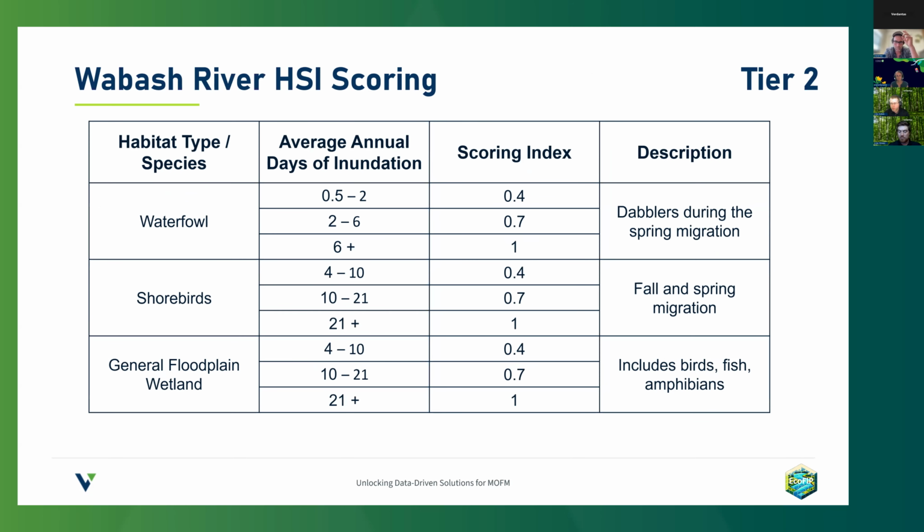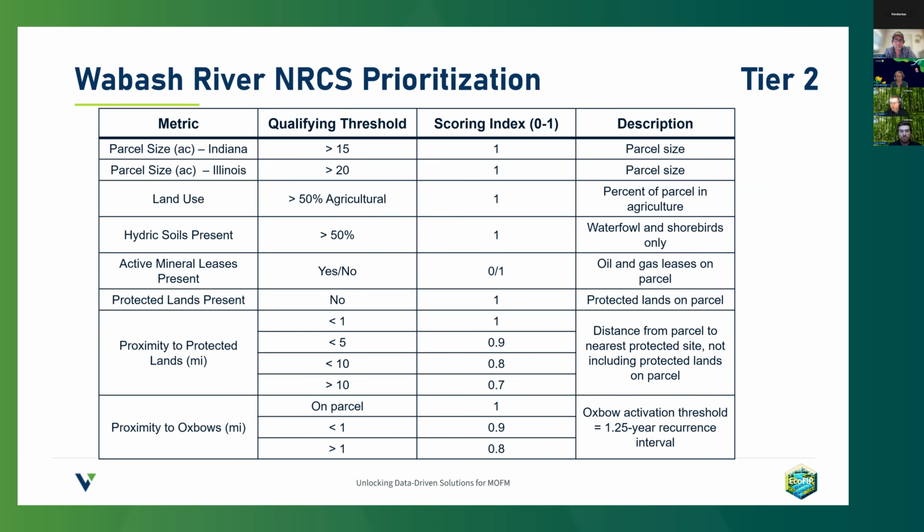So habitat suitability is expressed in terms of annual average days of inundation, and we apply a score from 0 to 1, with 1 being the longest duration. So that's at a very basic level how we look at HSI scoring for the 3 different categories on the Wabash. Under tier 2, we also use other geospatial data sets to further refine the prioritization scheme. On the Wabash, we developed a scheme which strives to ensure compatibility with the NRCS Wetland Reserve Program requirements.